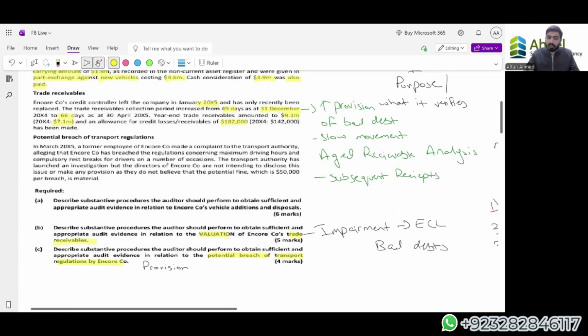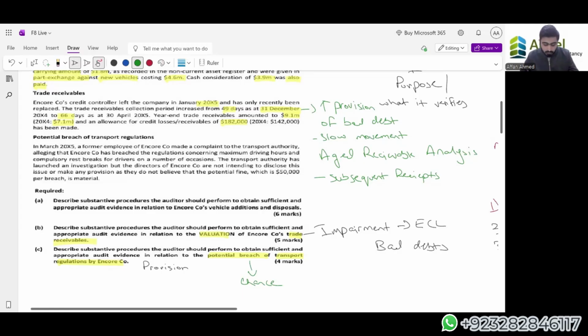But here there is no fine, but you have potentially breached a transport regulation. That means there is a chance here. There is a chance we might not be fined, there is a chance we might be fined, and how much we would be fined is not a certain amount here. So we have to be very careful about what amount we should write down.